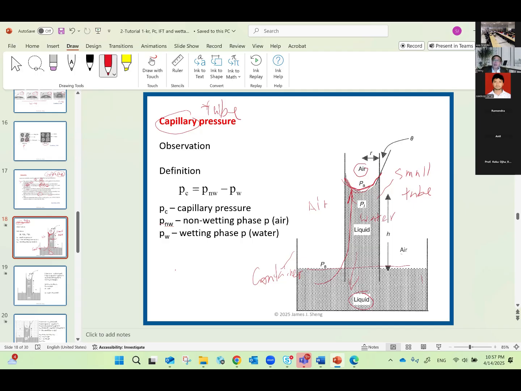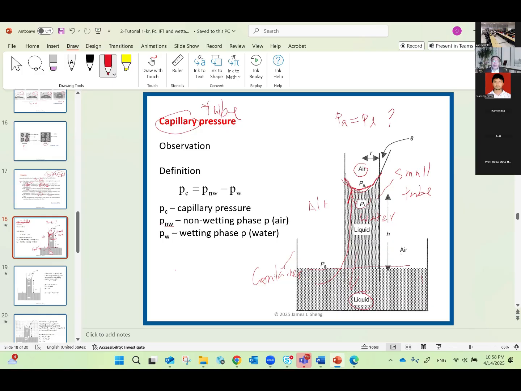At the bottom is water. Then the next question is, is the pressure in the L and the pressure in the water the same or not? Here we have PA, here we have PL, L for liquid. Let's say in this example where you see water, or we just generally see liquid. So my first question is, is PA equal to PL or not?